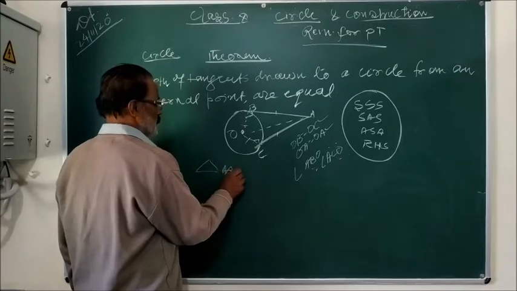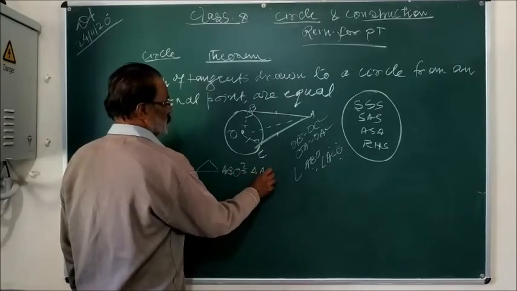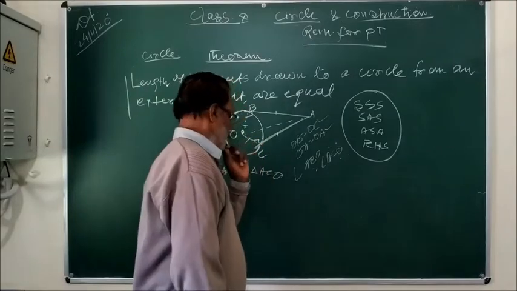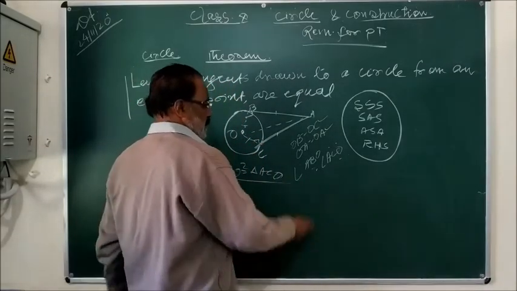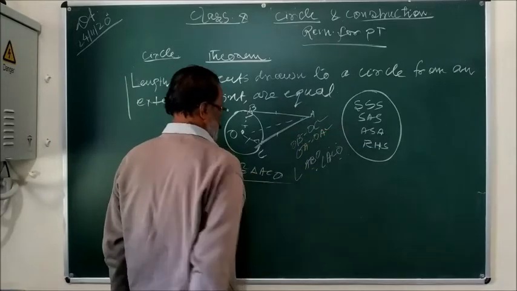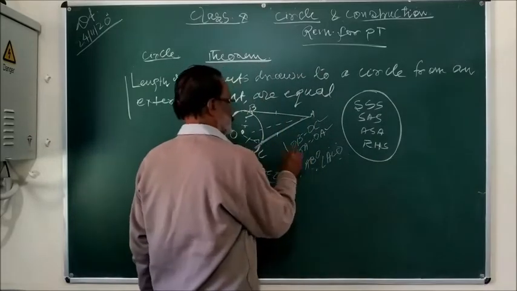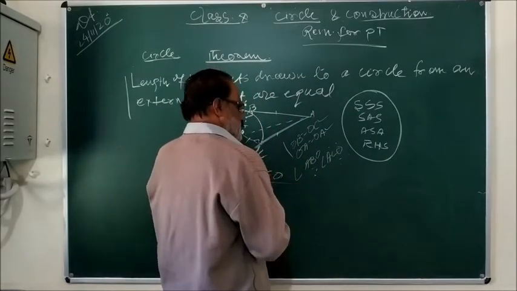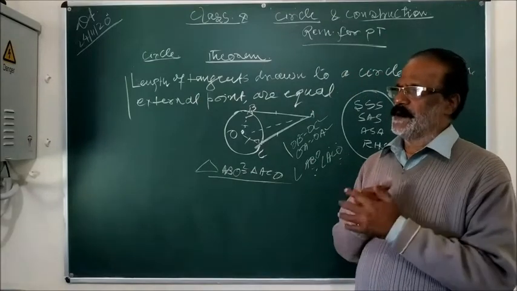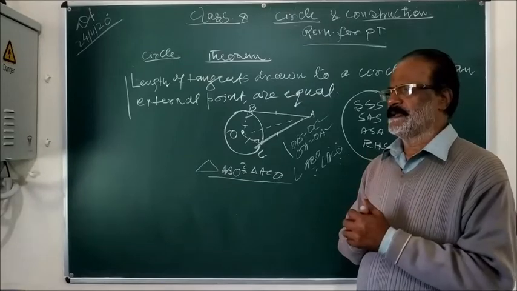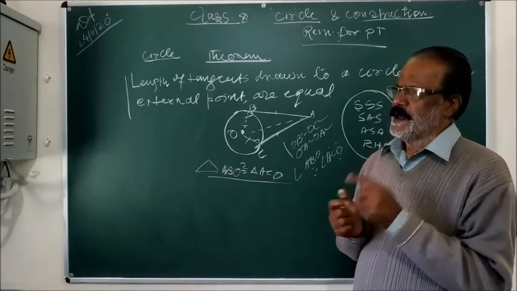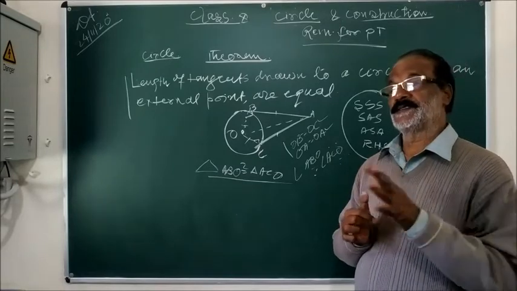Triangle ABO is congruent to triangle ACO. Now, why this theorem: AAS, SAS, ASA or others. Students are confused and they mention SAS. You simply see two sides and one angle. Here also two sides and one angle. But SAS means the angle should be included. Not any angle. If two sides and you say only one angle, that is incorrect. So two sides and the included angle. Included means the angle formed by these two sides which you are mentioning.